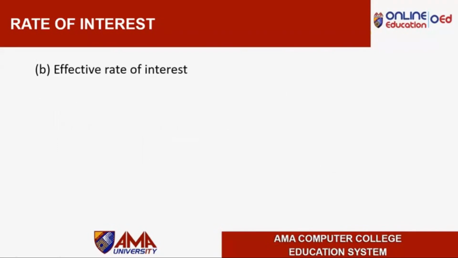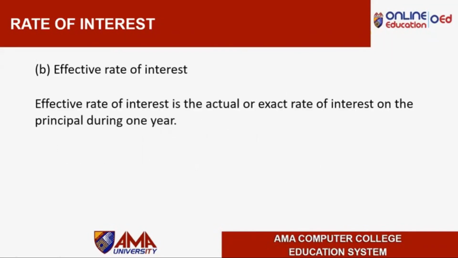Then we have the effective rate of interest. The effective rate of interest is the actual or exact rate of interest on the principal during 1 year. So the formula: effective rate is equal to (1 + i) raised to m, minus 1.